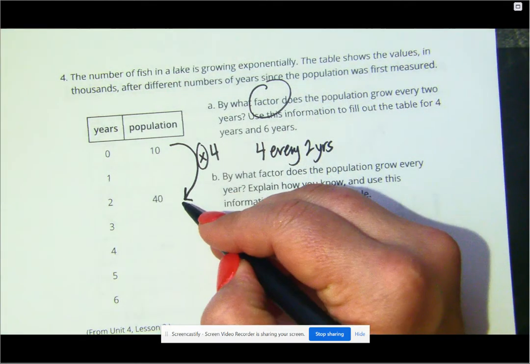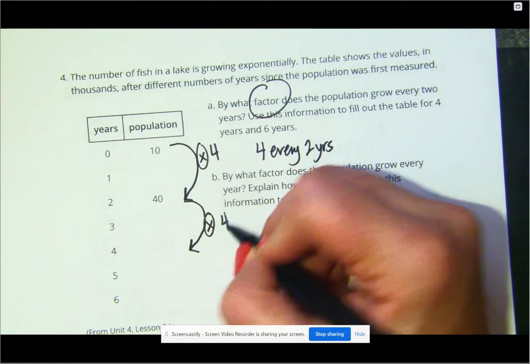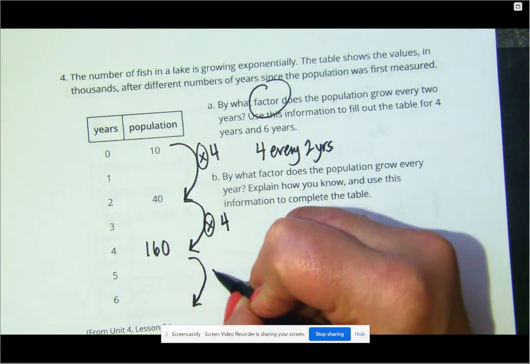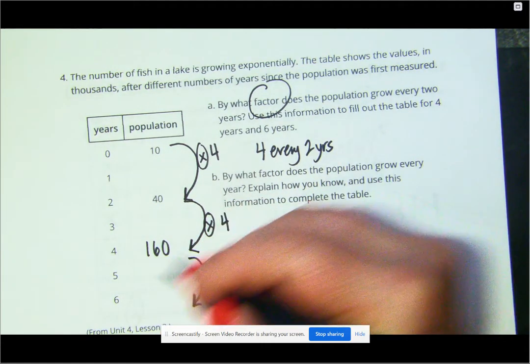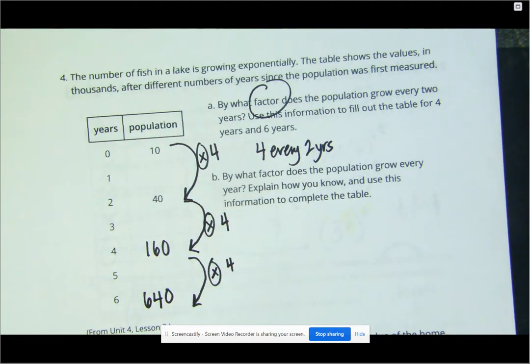Okay, so now if I jump 2 more years, I'm going to do the same thing. I'm going to multiply by 4, so I get 160. 2 more years, do the same thing, multiply by 4, it's 640. By what factor does the population grow every year? Explain how you know and use this information to complete the table.